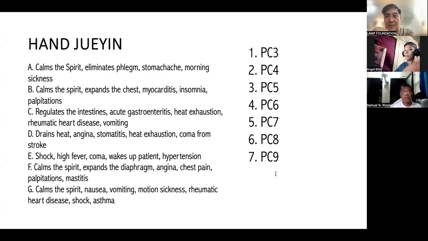So how did that happen, Ma'am Angel? Because pericardium 3 regulates the intestine. Explain this. Who is the partner of pericardium? The partner of pericardium is the liver. Interior? Pericardium is the most exterior. Triple burner, Ryan? Sanjiao. Okay. What are the components of our fire element?